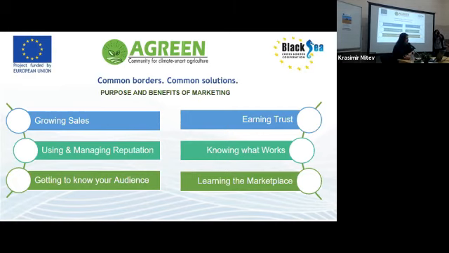Secondly, the purpose and benefits of marketing is using and managing reputation. When companies and farmers, of course, because we're talking about farmers, develop marketing strategies, these help them improve their reputation as a company, as a brand, and this, of course, can result in retaining existing customers and gaining new customers as well.